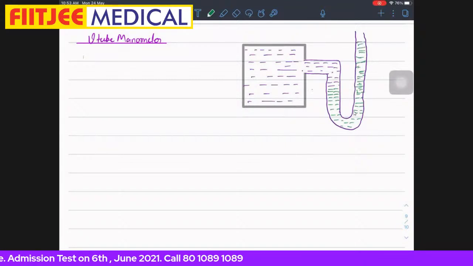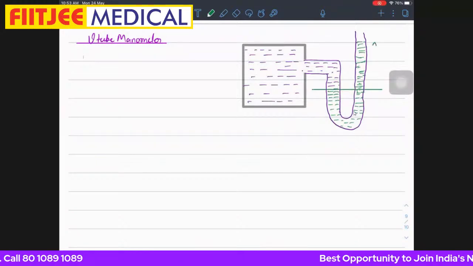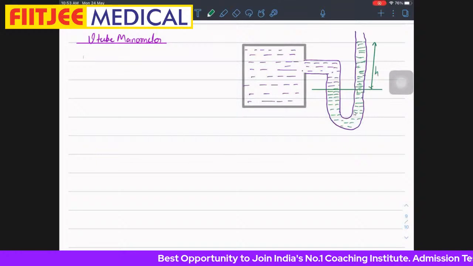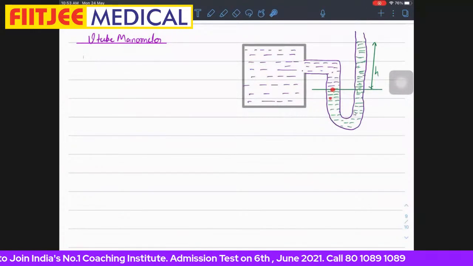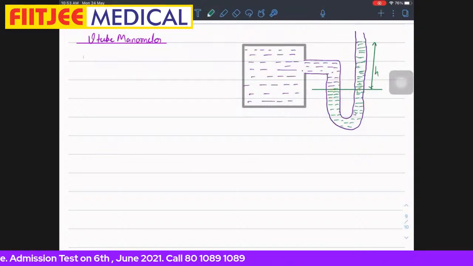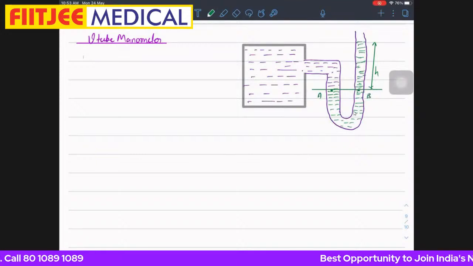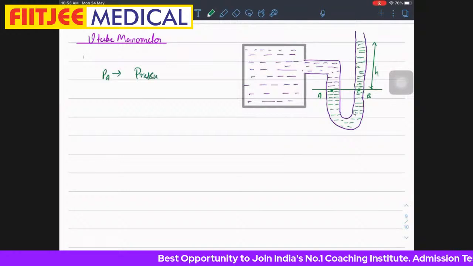Now this is the reference line where these two are meeting. So if I measure this height, it will give you the pressure of the system, because at this point they are in equilibrium, which means this pressure and this pressure would be the same. So if I say this point as A and this point as B, so PA will be what? Pressure of the system.